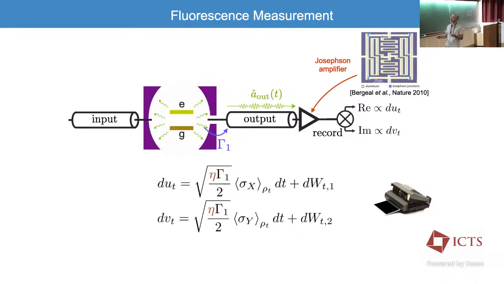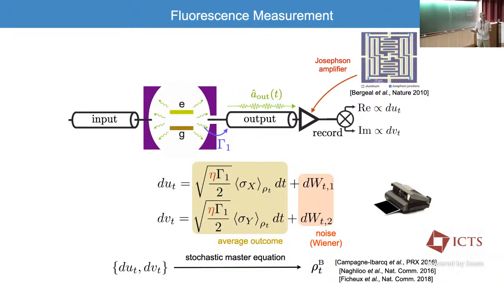So on average, the average terms in the two measurement records we get are proportional to sigma x and sigma y. And again, we have an efficiency here, which corresponds to how well we amplify and measure these quantum signals. Okay, so now we have these two measurement outcomes, and you start to see why there's a 1 and a 2 and a 3 now. So the average outcomes are here, and we have two Wiener processes, each corresponding to one of the two quadratures that are measured.